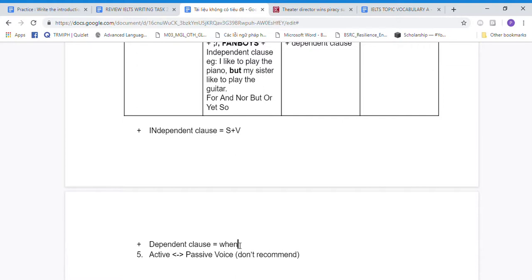So you usually start with when, while, where, who, like a relative clause, which, or like although, though, even though, in spite of, despite of, there are many things.